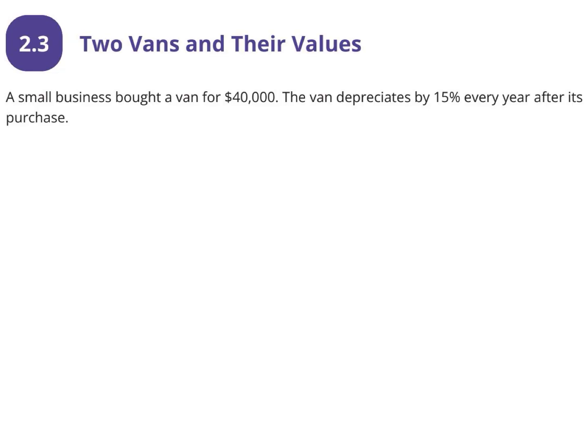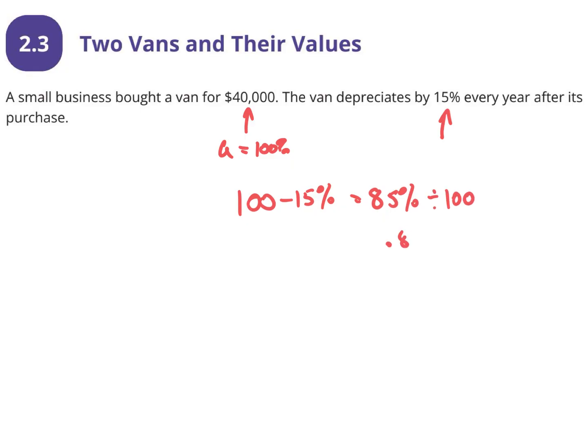A small business bought a van for $40,000. So the first thing we have is our A, which is 100% of our value. We always start at 100%, unless we're told otherwise. A van depreciates 15% every year. So now we have enough to write our equation, but we have percentages, and we don't put percentages directly into B. So what we're going to do is take 100 minus 15%, and that will give us 85%. Then we divide that by 100, to get our B, which is 0.85.